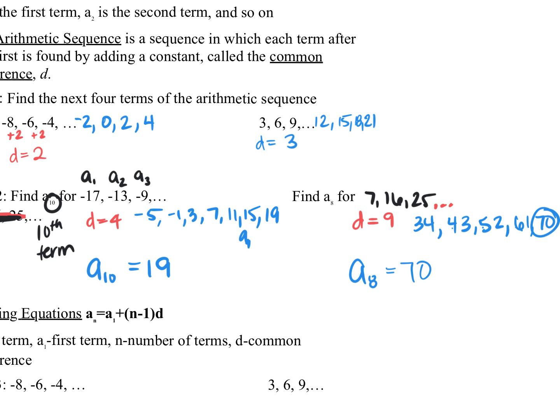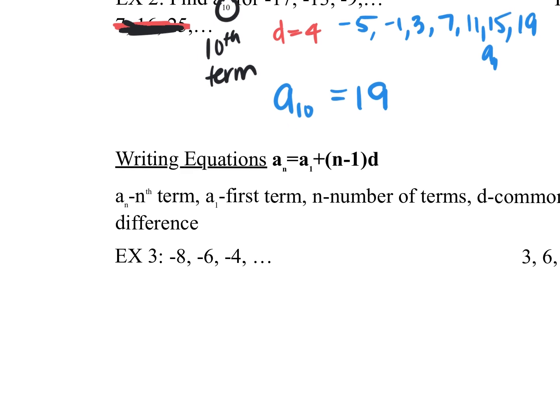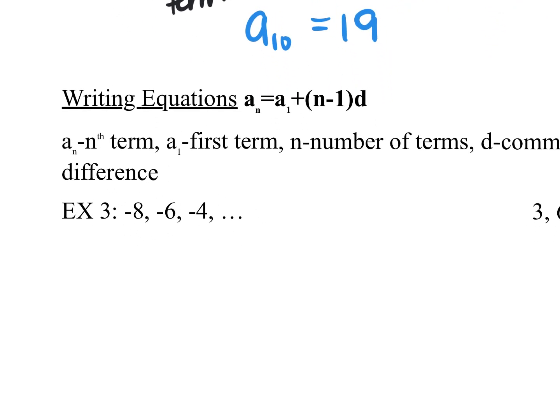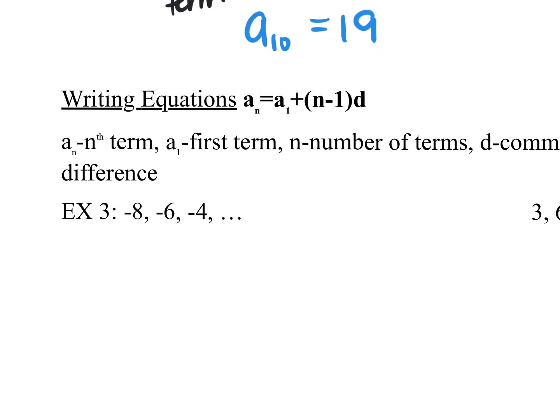Well, there's got to be a better way. If I wanted A25, I don't want to really have to write out 25 terms for my sequence. So we have a formula. The formula for writing the equation, okay, AN represents the nth term, whichever term you want it to be, equals A1, the first term, plus n minus 1 times d.